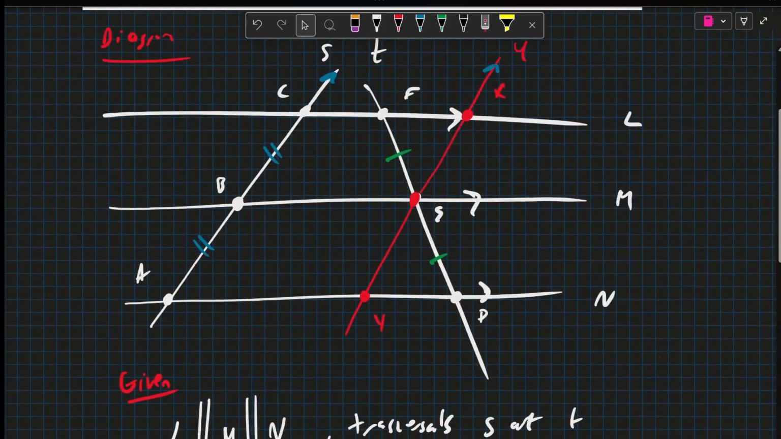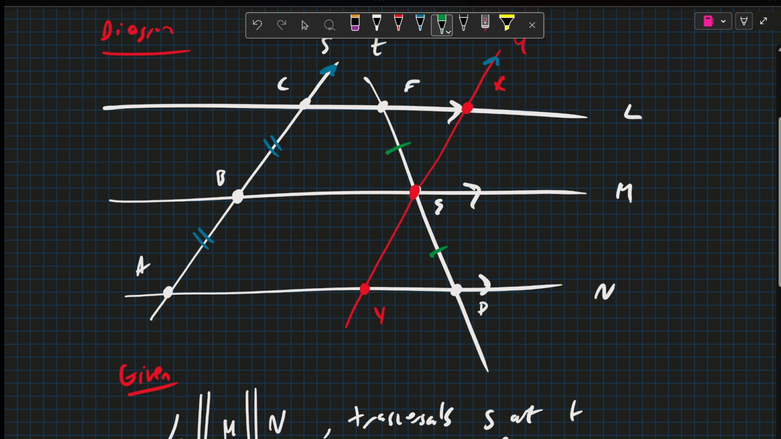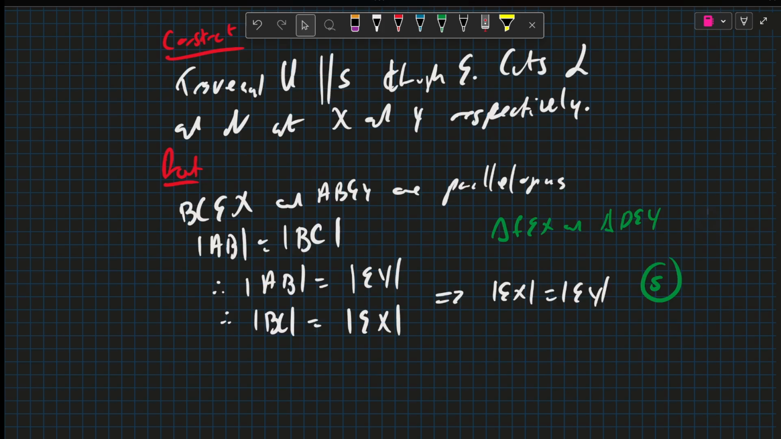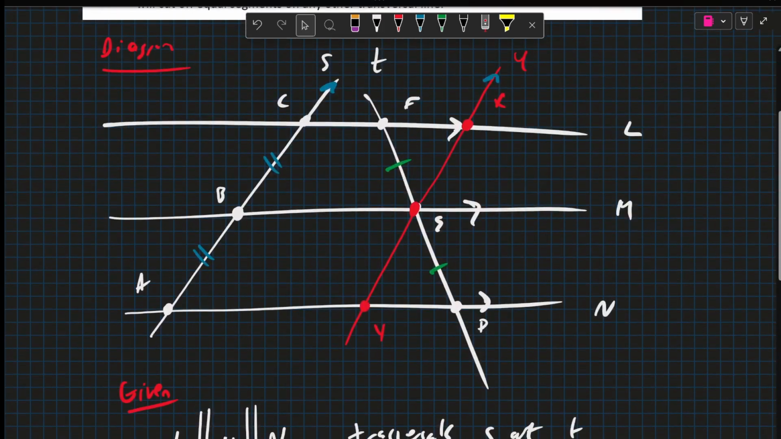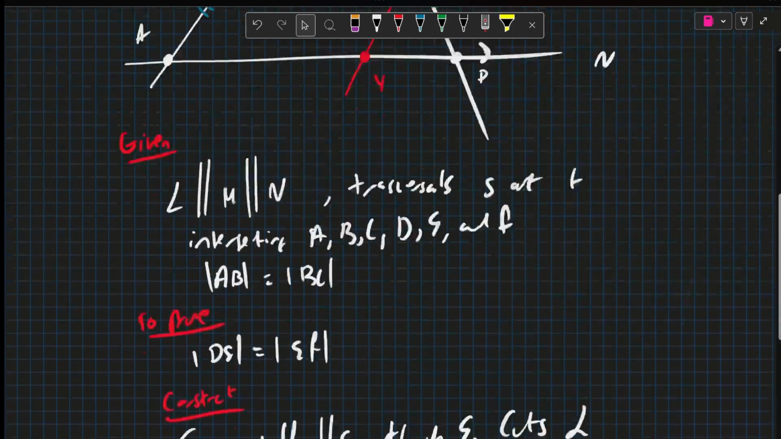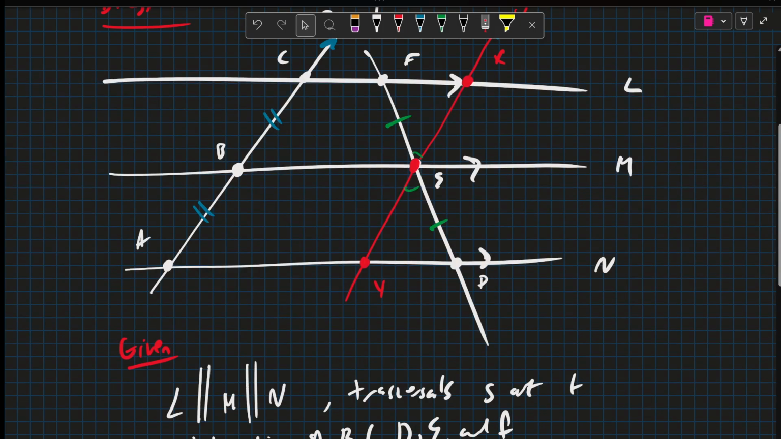Now with EX equaling EY, we can compare triangles FEX and DEY. So we're going to compare FEX and DEY. This we can label as a congruent pair of sides. Now, because these are vertically opposite angles, angle FEX equals angle DEY, and that we can label as our angle. So these angles in here are the same.